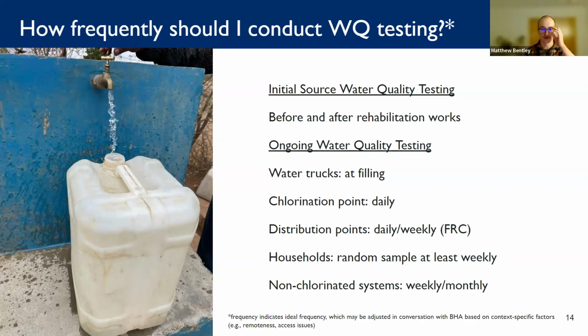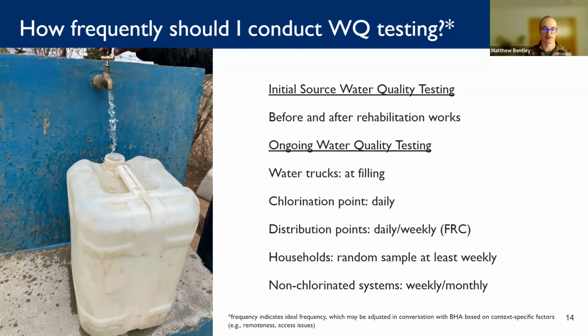So water trucks, we expect water quality testing to occur at filling because the turbidity can change depending on where that water is taken from. And as you're chlorinating, you want to make sure that you're adding a sufficient chlorine dose. And so we expect water quality testing at filling for that. Chlorination points or treatment points, we expect daily testing there. For distribution points, often daily is preferred for free residual chlorine, which is quite easy and inexpensive to test. Weekly, depending on the remoteness of the system or if there are access issues, these might need to be changed a bit, but these are the ideal frequencies for testing water quality at various points.